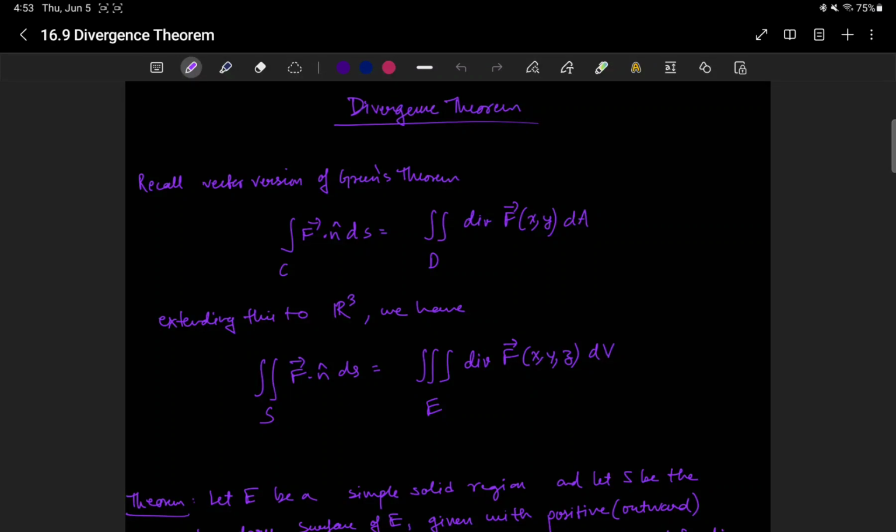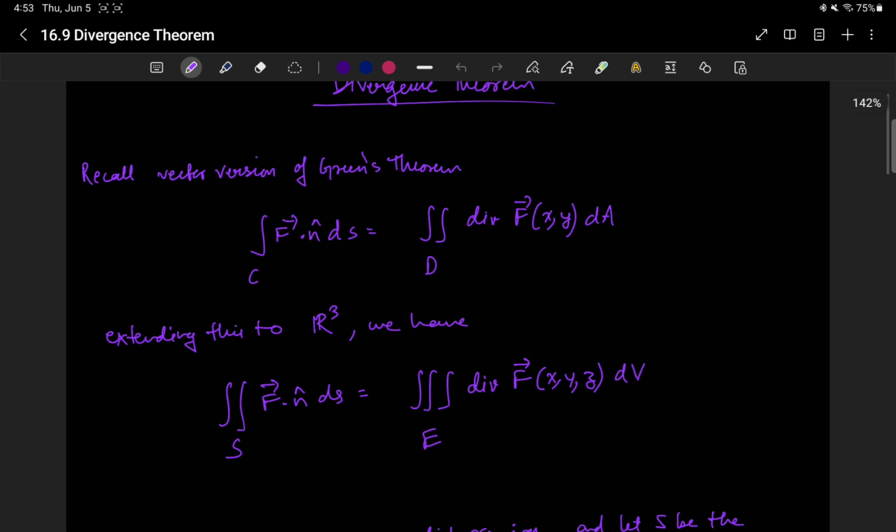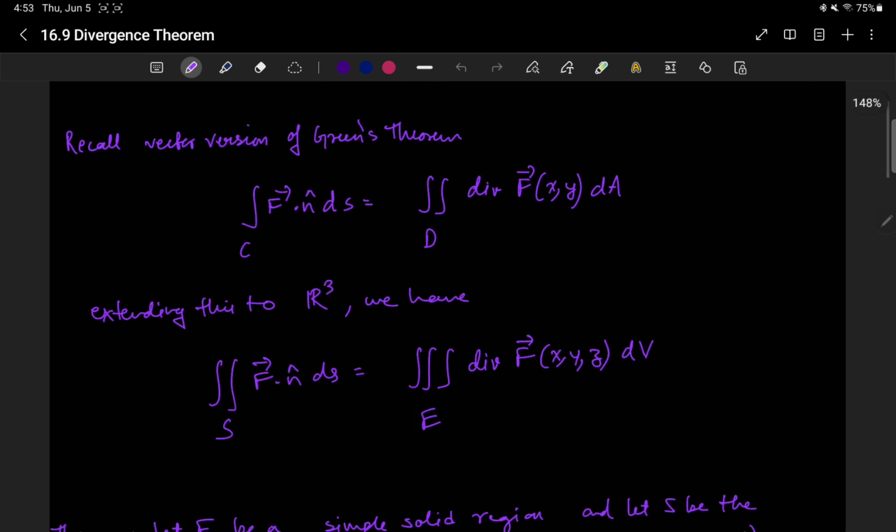Hi everyone, in this video we are going to look at an important result called the divergence theorem. So let's go back to the vector version of Green's theorem, which is given by the integral of F dot n cap, which is the double integral of the divergence of the vector field F. And we can extend this to R3, which is when it is called the divergence theorem.